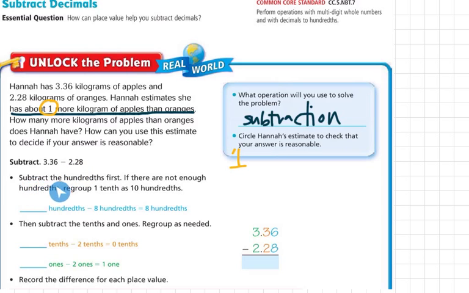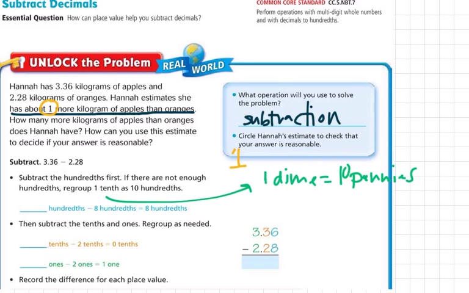First, subtract the hundredths. If there are not enough hundredths, we're going to have to regroup 1 tenth as hundredths. When we think about it like this, we're going to take 1 dime and trade it for 10 pennies. Let's look at the problem that we have here at the bottom. 6 hundredths minus 8 hundredths. We can't do that. There's not enough hundredths here.